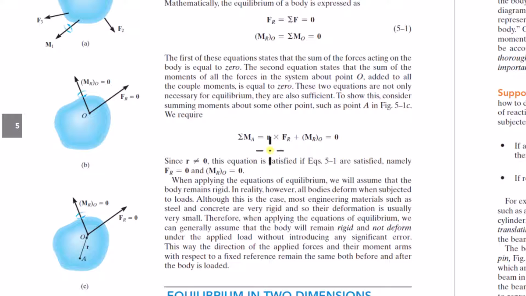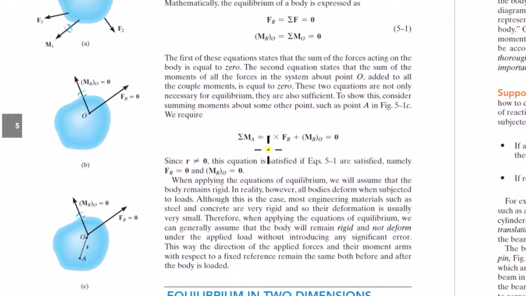So since R can't be 0, the only way for this to be satisfied is that this has to be 0 and this has to be 0. Otherwise, there's ambiguity, because we've assumed that this is true. Okay, this is the necessary condition. We're trying to show that it's sufficient. So we've assumed that this is true.